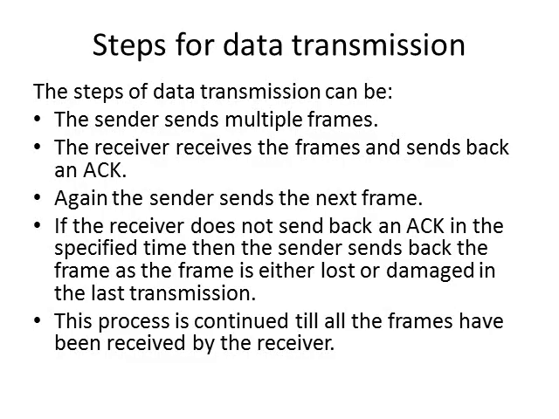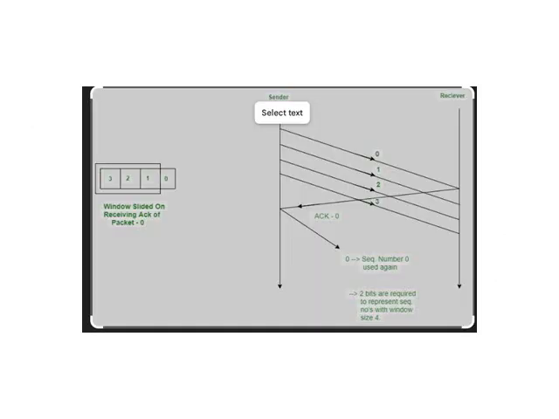Steps of data transmission. The sender sends multiple frames. The receiver receives the frames and sends back the acknowledgement. Again the sender sends the next frame. If the receiver does not send back the acknowledgement in the specified time, then the sender sends the frame again, as the frame is considered lost or damaged in the last transmission. This process is continued till all the frames have been received by the receiver. This is how the transmission takes place in the sliding window protocol.